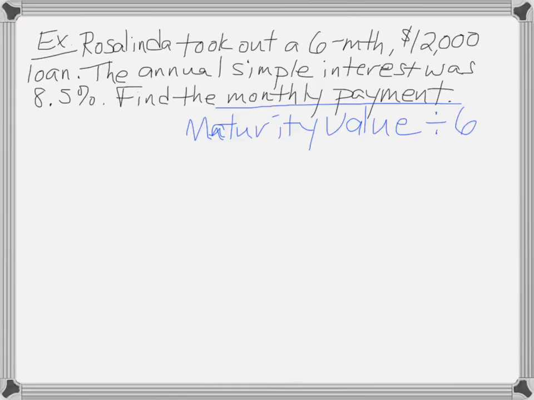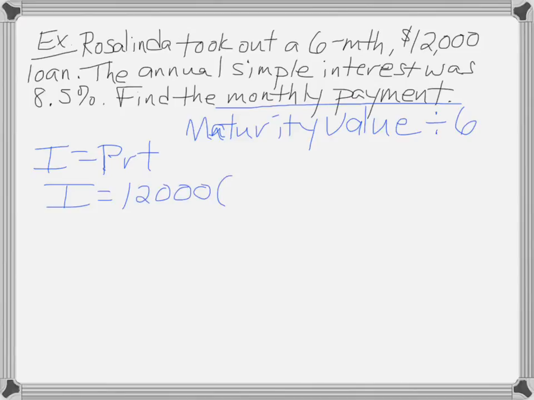The maturity value divided by 6 will give the monthly payment. To find the maturity value, we have to add the interest onto the original loan amount. So the interest formula, I equals PRT. Let's figure that out. The interest would be, the principal is $12,000.